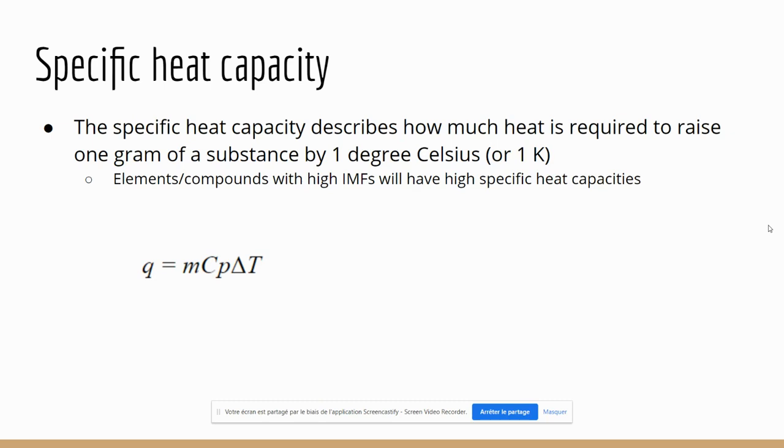And then mathematically, Q, which is the quantity of heat in joules, is equal to the mass of the substance, m, times Cp, which is typically used for specific heat capacity, times delta T, the change in temperature. If you multiply all three of those together, you get heat.